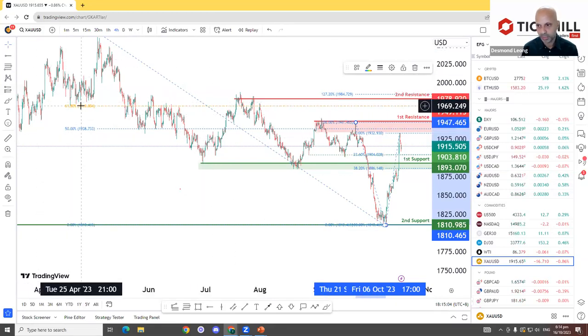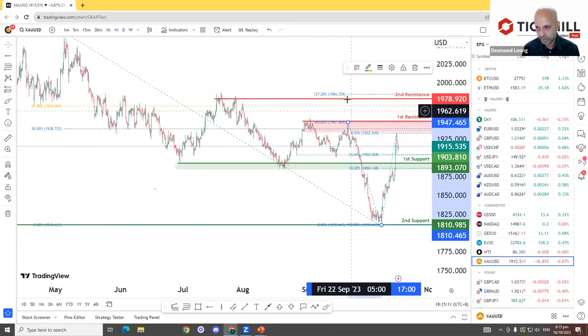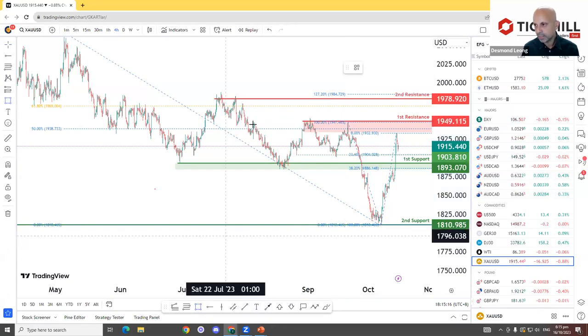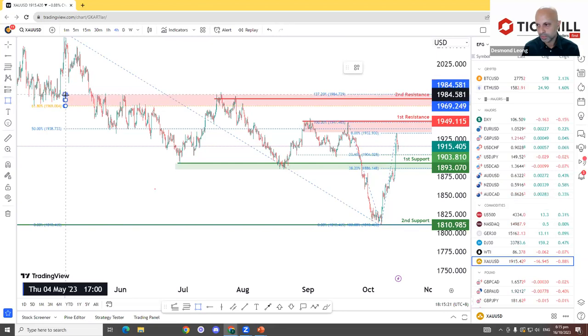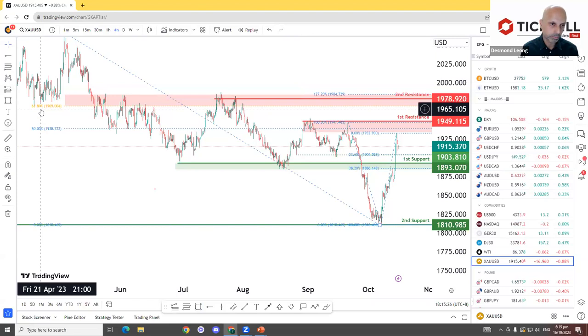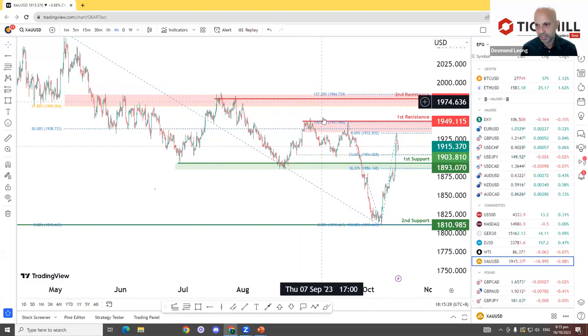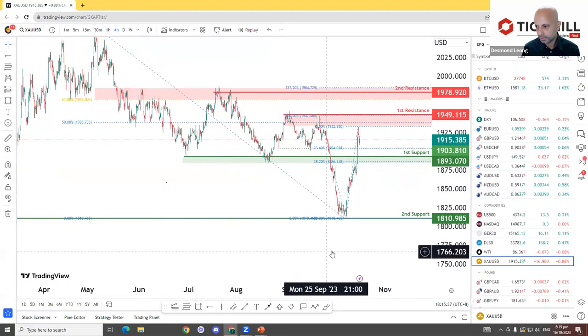So we have a 61.8% Fibonacci retracement as well as a 127% Fibonacci extension, right? They don't align very well with each other, but you can see that there is potential for a relatively strong resistance zone, bounded by the Fibonacci retracement and the Fibonacci extension level. And we can also see the second resistance there on the daily time frame at 1978.